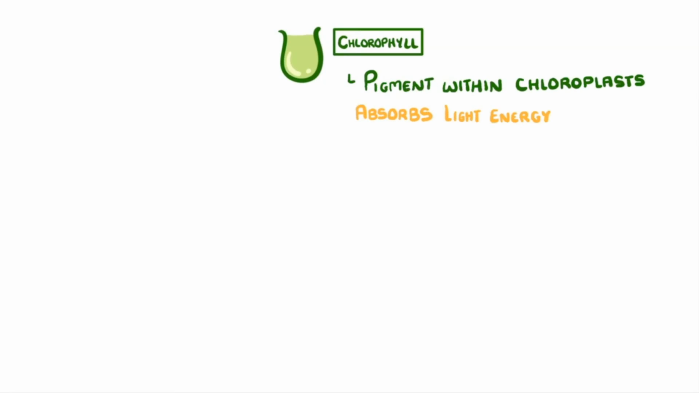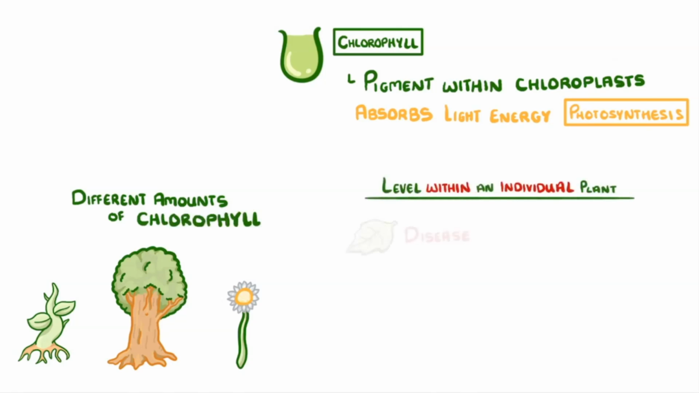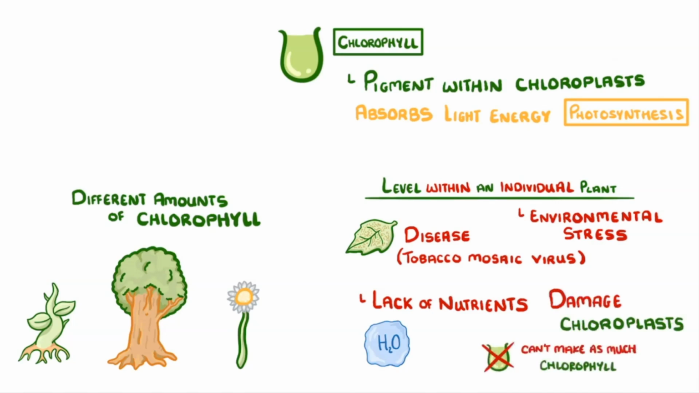Let's start with chlorophyll. As chlorophyll is the pigment within chloroplasts that absorbs the light energy that's needed for photosynthesis, it makes sense that if plants have less of it, then they won't be able to carry out as much photosynthesis. Different plants will naturally have different amounts of chlorophyll, but the level within an individual plant can vary due to disease, for example infection with Linss virus, environmental stress, or lack of nutrients, like water. All of these things tend to damage the chloroplasts, and so they can't make as much chlorophyll anymore.